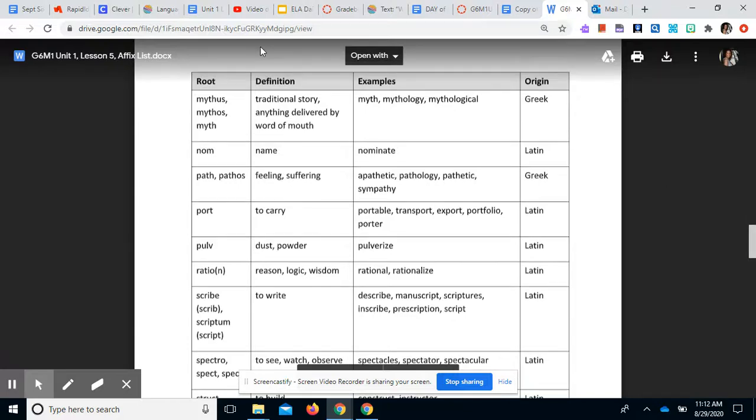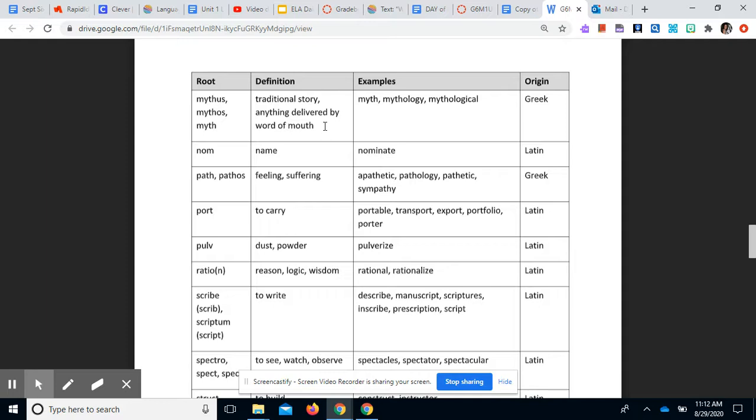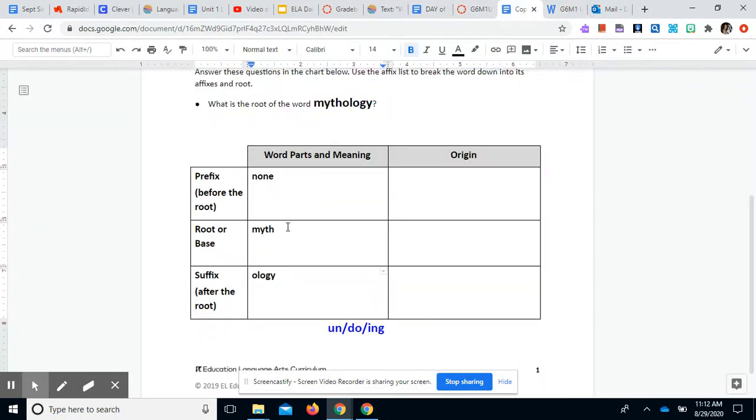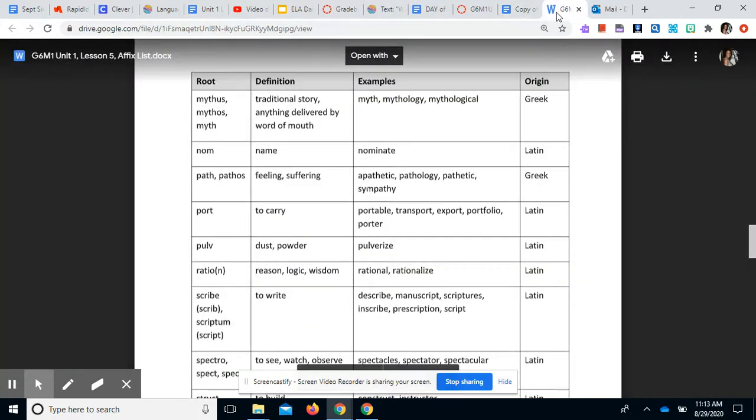Okay, so here I have my base word myth, and it tells us that myth means a traditional story, anything delivered by word of mouth, and that its origin is Greek. So I'm going to go back and add that to our chart here. So Greek, and I'm going to add that it's a traditional story. What else did it say? Anything delivered by word of mouth.